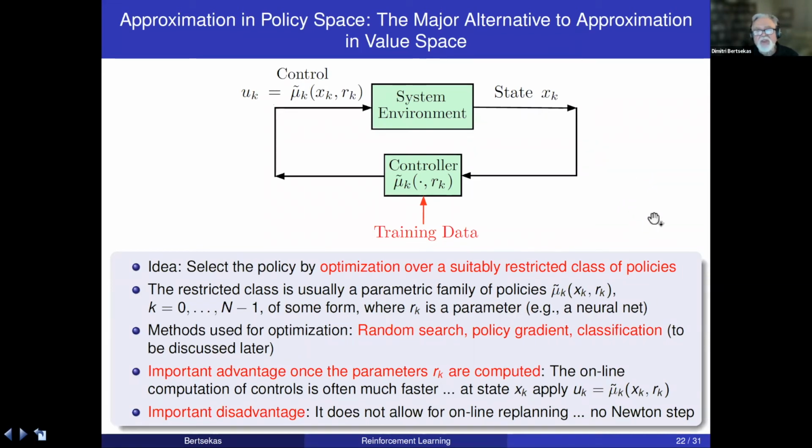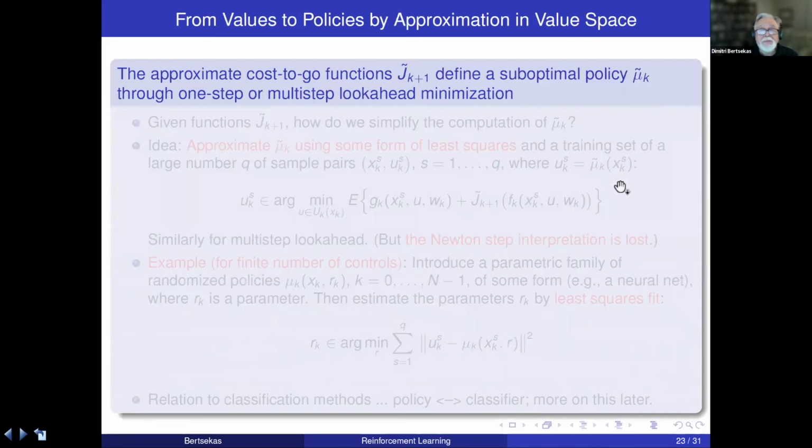And as such, it's not suitable for online replanning. But it depends on the circumstances also. Okay, so we want to connect approximation in value space with approximation in policy space. How do we go from values to policies? Well, suppose that you have approximate cost functions, J tilde. These define a suboptimal policy through one-step or multi-step look-ahead minimization.